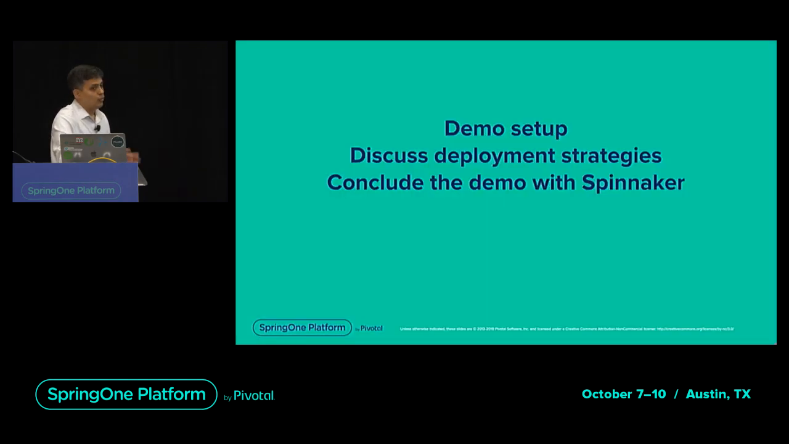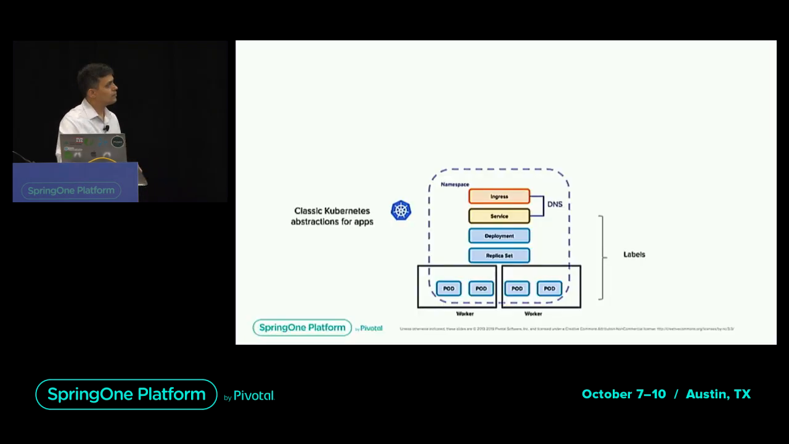Now let's take a look at what we're going to spend time on in the next 10 to 12 minutes. We're going to first set up the demo. I'm going to do a git push to my source code and explain what the demo pipeline looks like. We're going to discuss some of the deployment strategies and conclude the demo with Spinnaker. Okay, that is where the continuous deployment pipeline is configured.